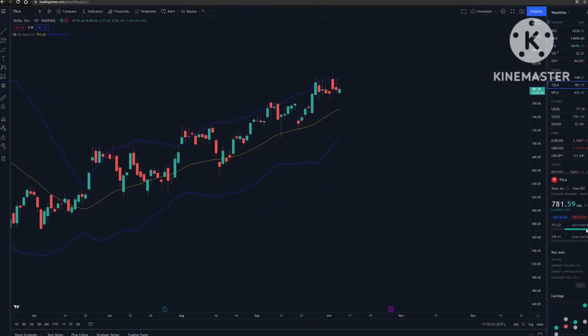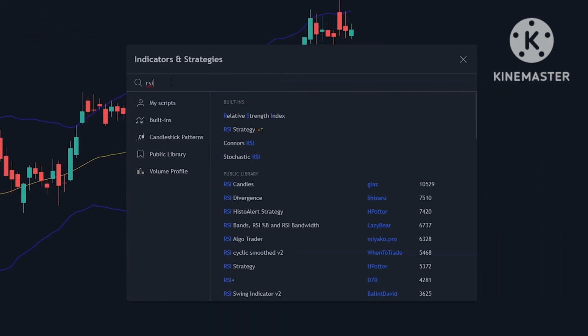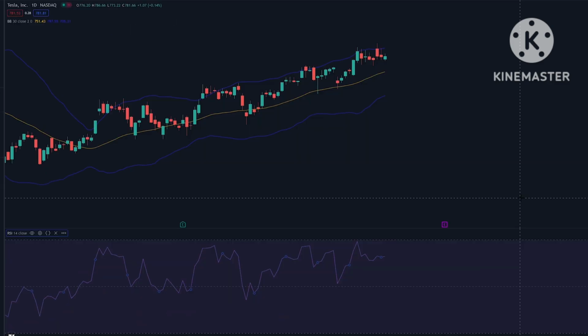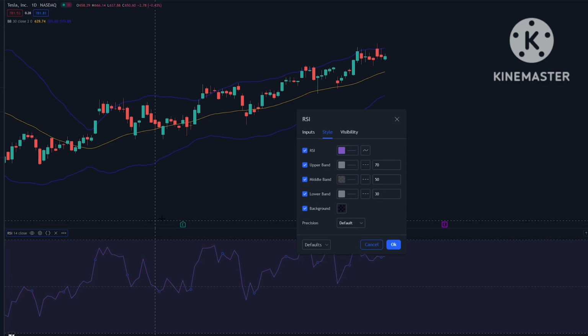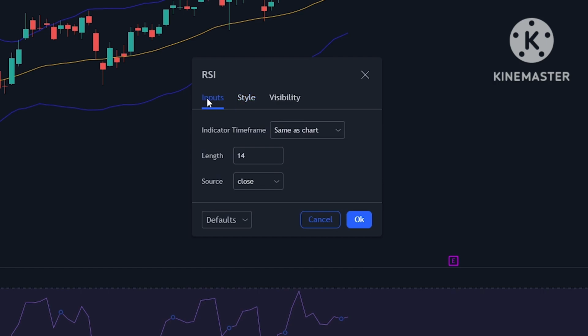Alright, we got the Bollinger Band set up. Now let's add RSI. To do this, just go to your Indicators tab, type in RSI, and then click this top one that says Relative Strength Index. Now that we have RSI added, let's modify the settings a bit. Make sure the upper band is set to 70 and the lower band is set to 30. Then the length is probably set to 14. For this specific strategy, we want it to be set to 13.